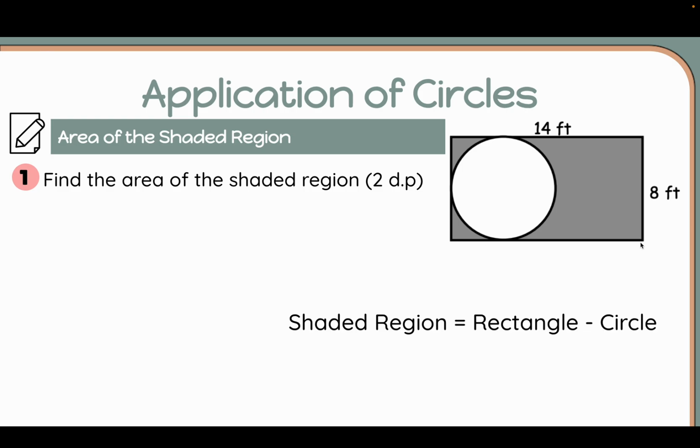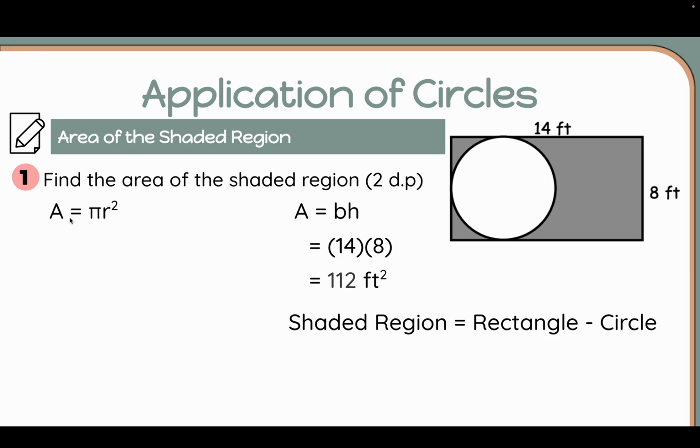So we're going to figure out the rectangle first. So the area of a rectangle is base times height. So there's our formula written down first. Now we're going to do our substitution. Our base and our height are here, 14 and 8. So 14 times 8 gives us 112 feet squared, because remember that area has units squared. So now we know the area of our rectangle.